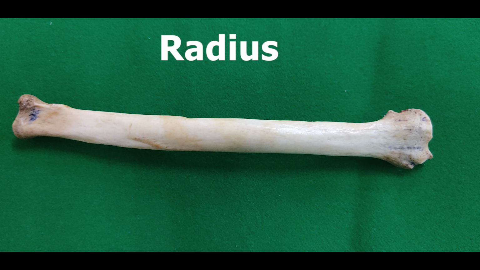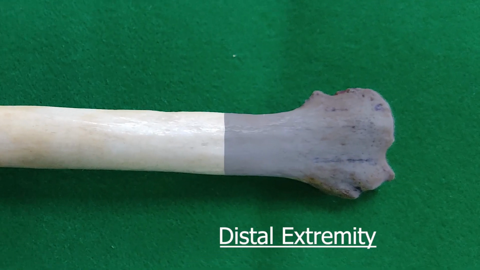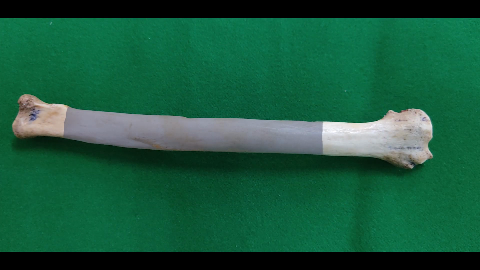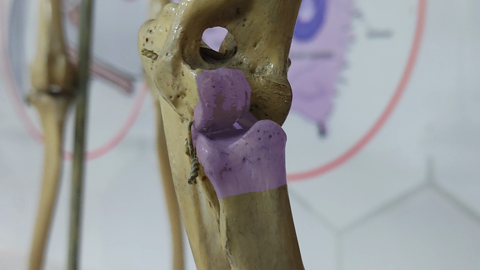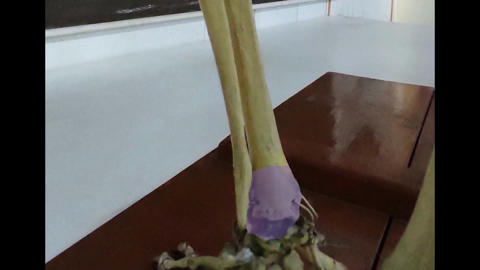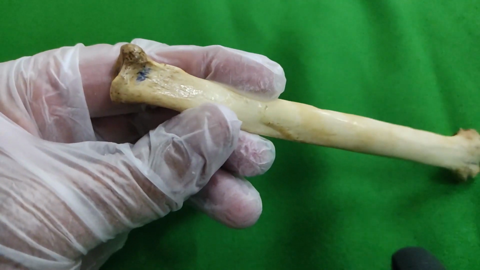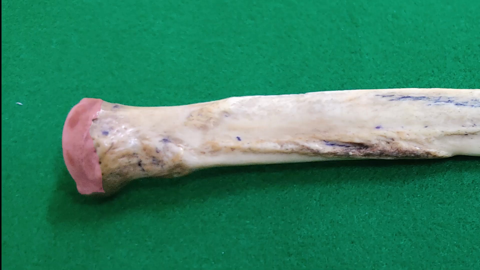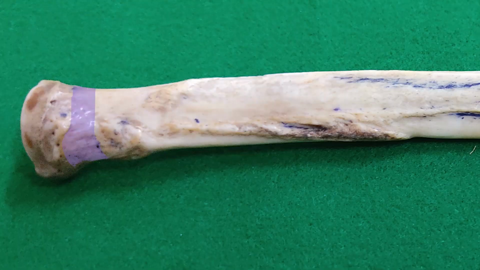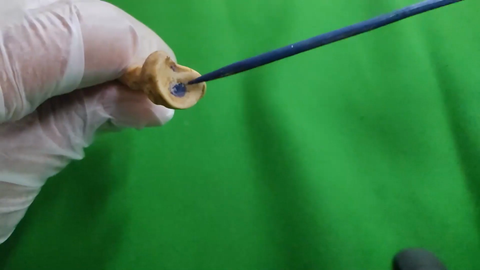As it is a long bone, like other long bones, radius consists of two extremities, proximal extremity and distal extremity, and between them the body is present. Proximally it forms the elbow joint, while distally it forms the carpal joint. Let's start from the proximal extremity of the radius. Proximal extremity contains head, neck and the radial tuberosity.